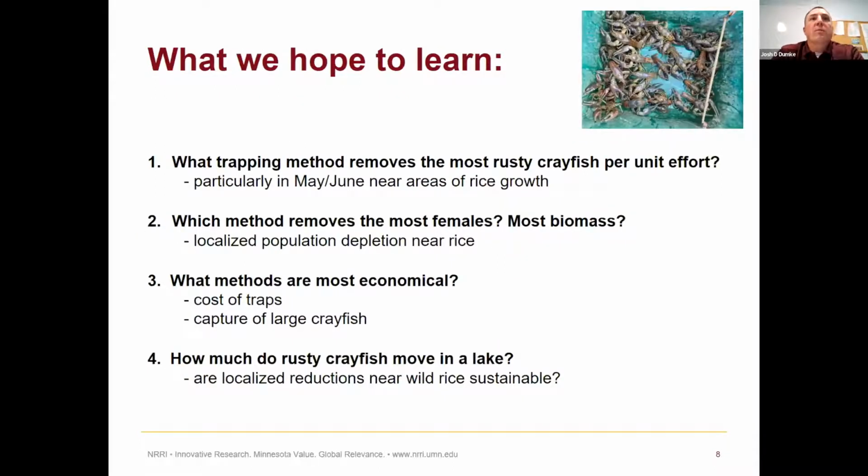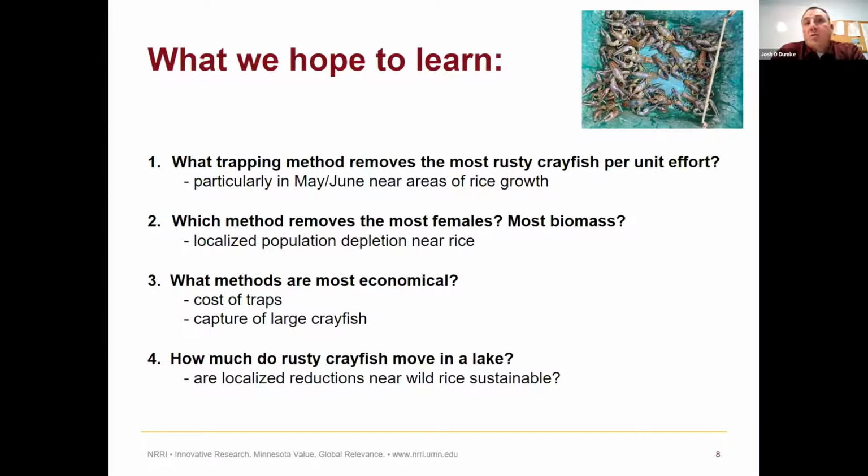So this is kind of what we hope to learn, in summary. What trapping method removes the most crayfish per unit effort, particularly in May and June near the areas of wild rice growth? What method removes the most females or the most biomass? So we're trying to see if there could be localized population depletions near rice, and what methods are most economical.